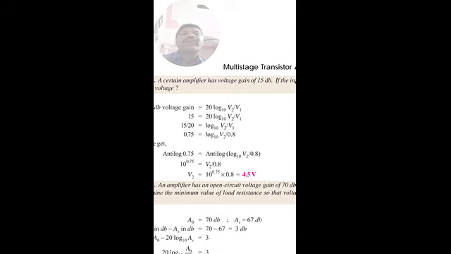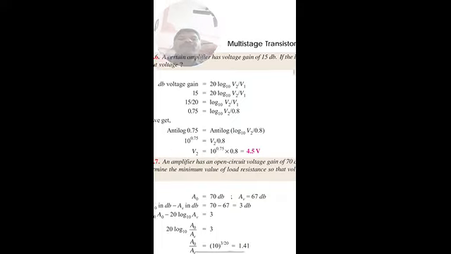Fifteen is equal to 20 log of V out by V in, so that is 15 by 20 is equal to log of V out by 0.8 to the base 10. So we can write V2 by 0.8 is equal to 10 to the power of 0.75. So V2 is equal to 0.8 into 10 power 0.75, it is 4.5 volts.